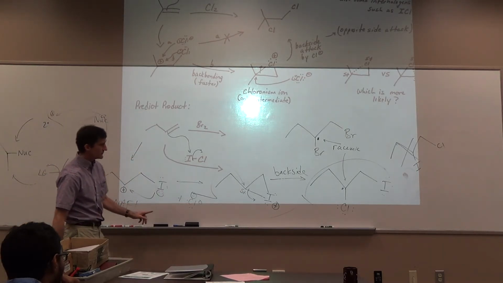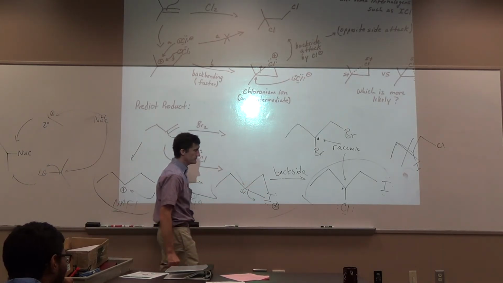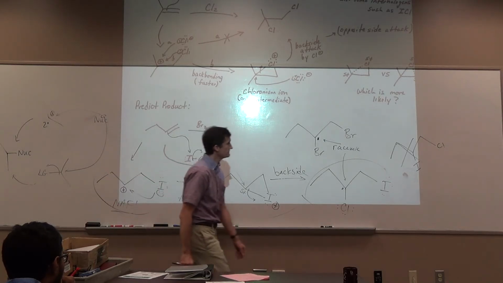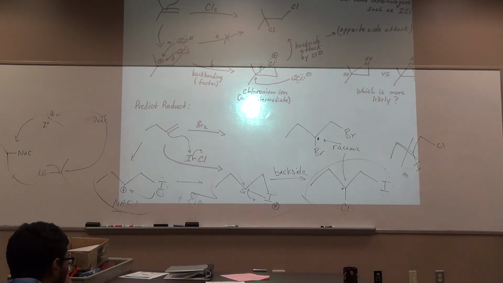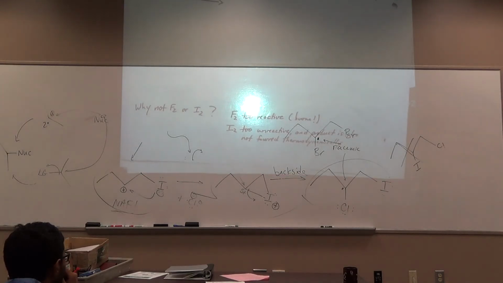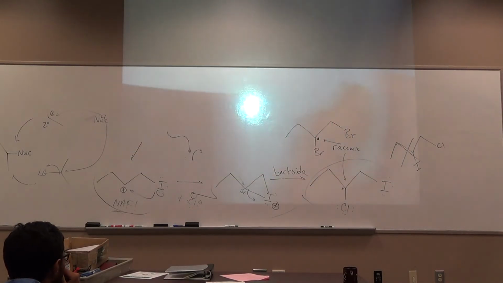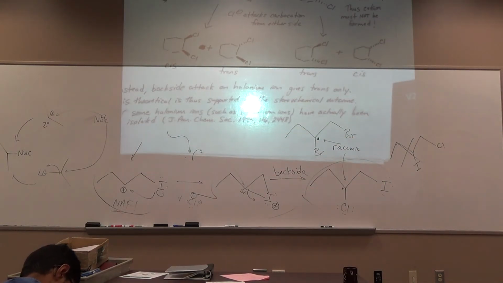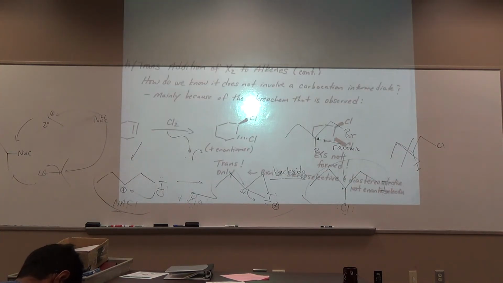How many intermediates in this reaction? Only one, the iodonium. Chlorine does backside attack. We already mentioned why not F2 or I2. Okay, let's look at it.